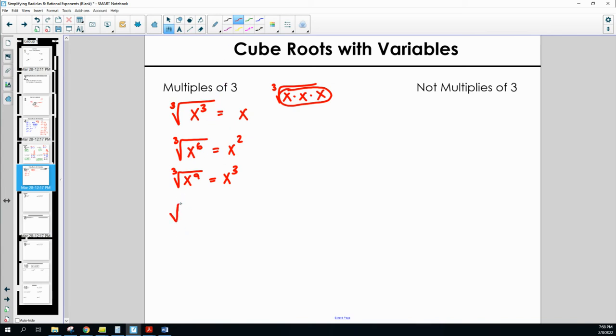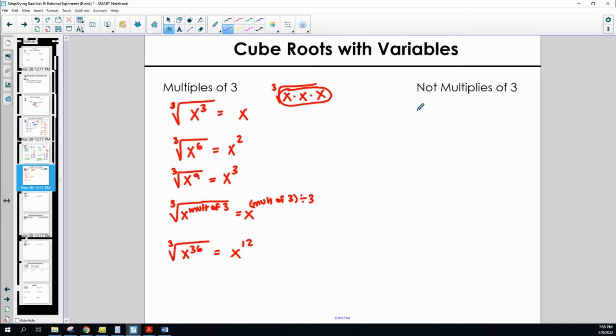So let's make a rule: if you have the cubed root of x to any multiple of 3, it's going to be x to that multiple of 3 divided by 3. This is very similar to what we did in the square root scenario. You're taking that exponent and dividing it by your index. So for instance, the cubed root of x to the 36th is going to be x to the 12th, because we're dividing 36 by 3.